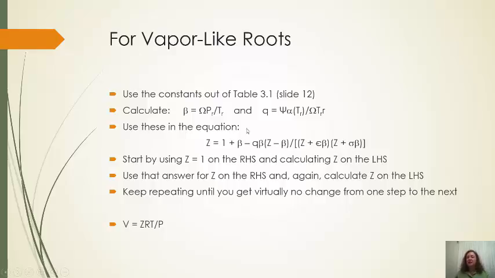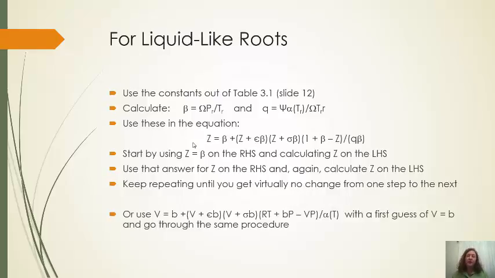We're going to put in a guess on this side, calculate this one. That new answer I get, I'm going to plug that in the next round. I'm going to put that answer in here, here, and here, calculate a new z. And keep going with this until you get virtually no change from one step to the next. And that's going to be your answer. Okay? This tends to converge very quickly.